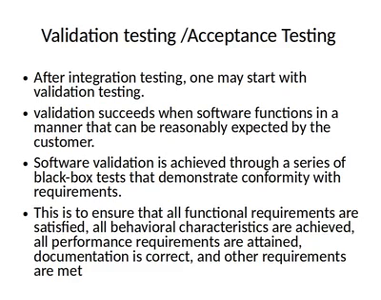Validation succeeds when software functions in a manner that can be reasonably expected by the customer. Software validation is achieved through a series of black box tests that demonstrate conformity with requirements. This is to ensure that all functional requirements are satisfied, all behavioral characteristics are achieved, all performance requirements are attained, documentation is correct, and other requirements are met.